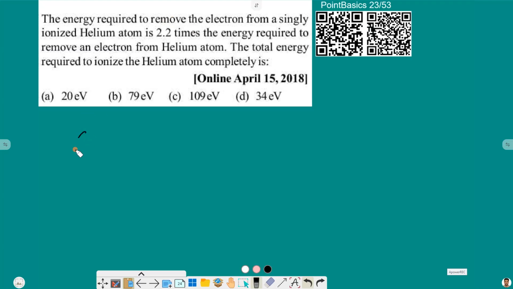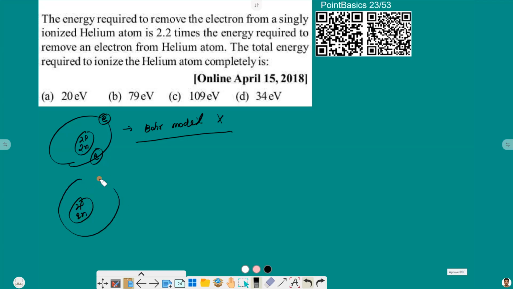So in a helium atom, normally we have 2 protons, 2 neutrons, and here we have 2 electrons. And as this atom has 2 electrons, we cannot directly apply Bohr's model. So Bohr's model is not applicable on this. But what if we eject 1 electron? So that is basically 2 protons, 2 neutrons, and 1 electron. This is a hydrogen-like atom.